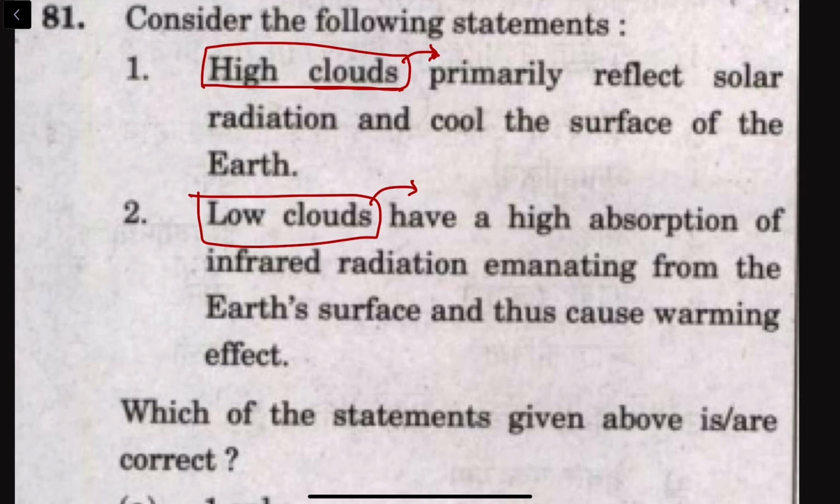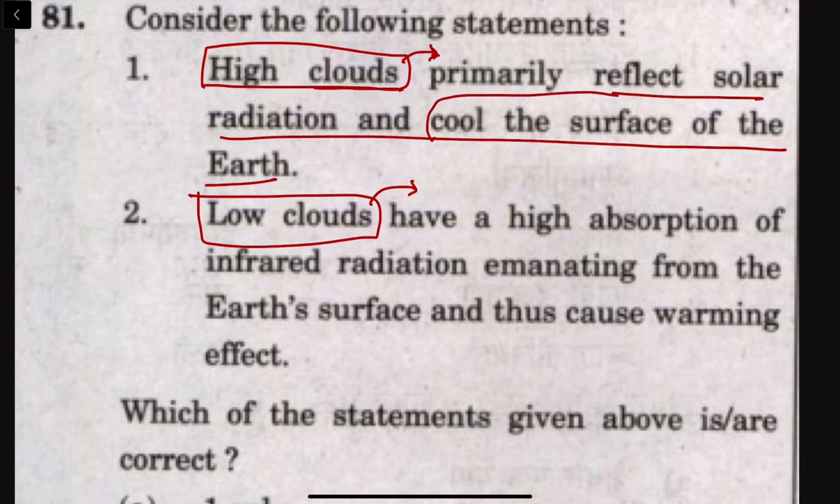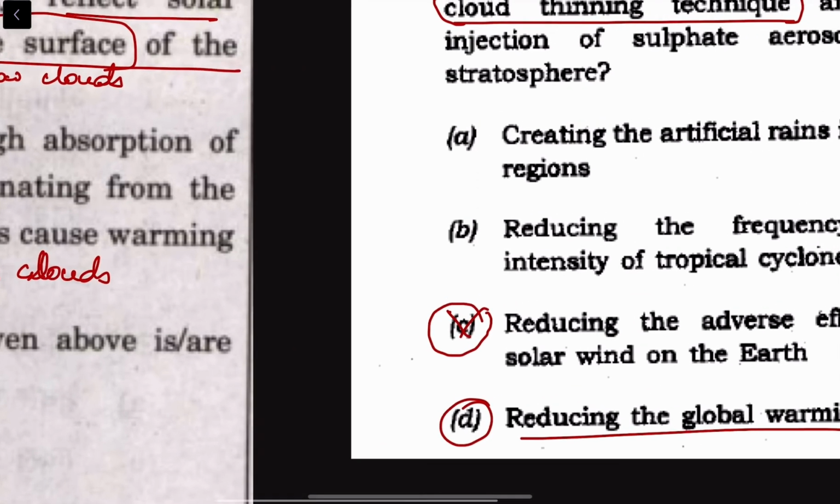Here what it says: high clouds primarily reflect solar radiation and cool the surface of the earth. High clouds do not cool the surface of the earth, they contribute to global warming. That means this is a fact related to low clouds, not high clouds. Then the statement that low clouds have high absorption of infrared radiation emanating from the earth's surface and thus cause warming is exactly something related to high clouds, which we have analyzed.